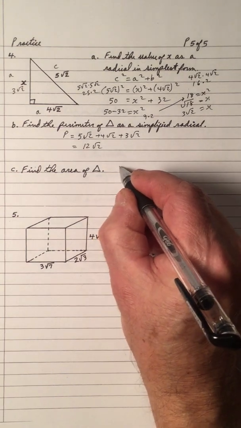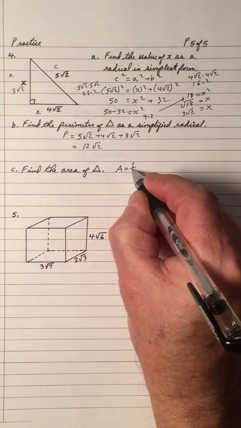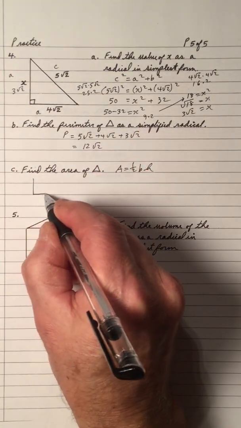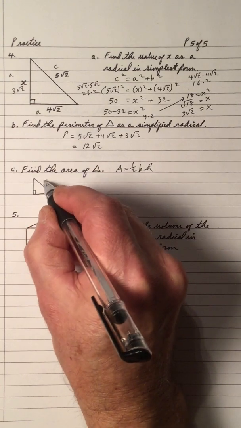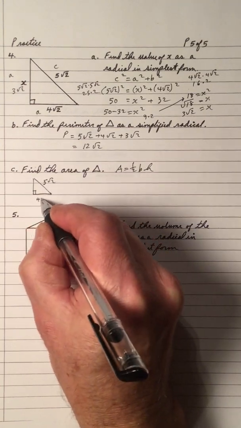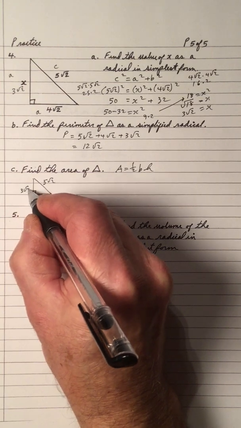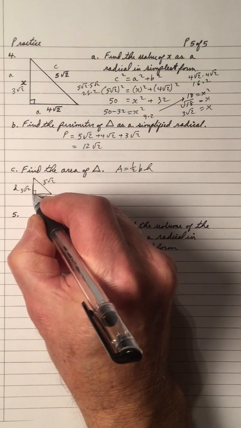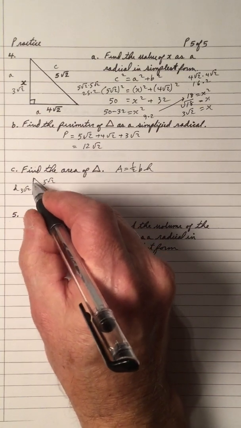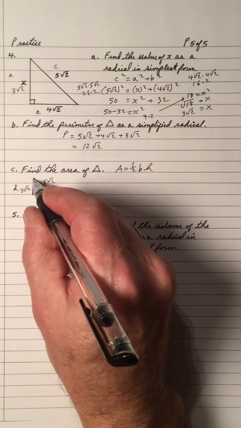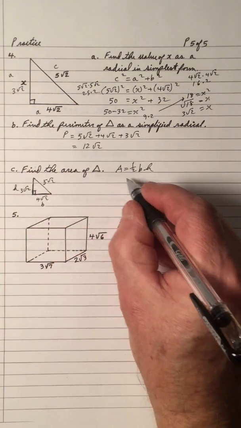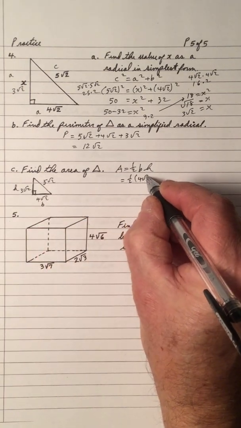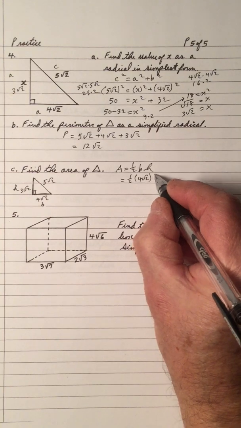The area of a triangle is half the base times the height. So if you have the triangle, it looks like this, and I have a 5 root 2, a 4 root 2, and a 3 root 2. Well, this is my base, and this is my height, because this is a right angle. When you have a right triangle, that is the base, and that's the height. So the area of the triangle is a half, the base is 4 root 2, and the height is 3 root 2.